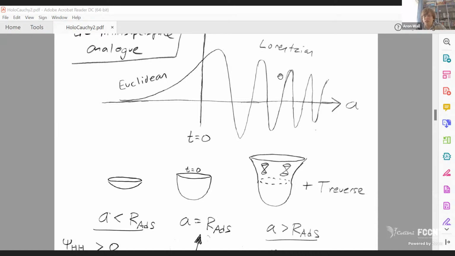So this oscillatory wave function is what we would call spontaneous time reversal breaking, because it's a sum of two complex exponentials associated with an expanding universe and a contracting universe that are time reversals of each other. They're not time reversal invariant individually, where these sectors are clearly distinct from each other.